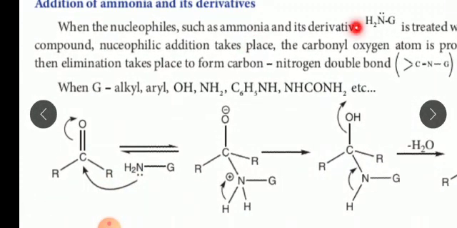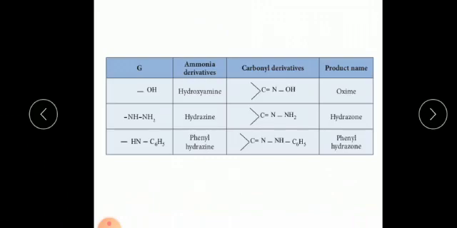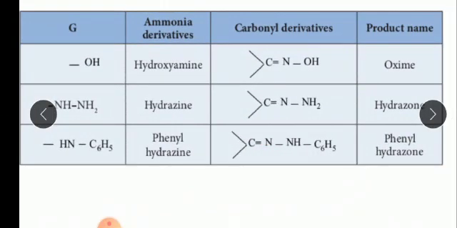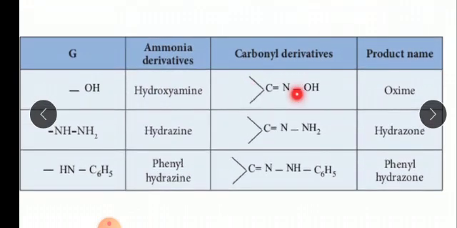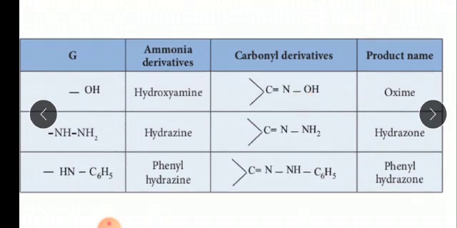In this, we are going to see many processes. Suppose the ammonia derivative is a hydroxylamine compound. Then the OH group will be present, so in the product also an NOH group will be there. This product is pronounced oxime. This is known as hydroxylamine, and when it is added to an aldehyde or ketone, it gives the product oxime.